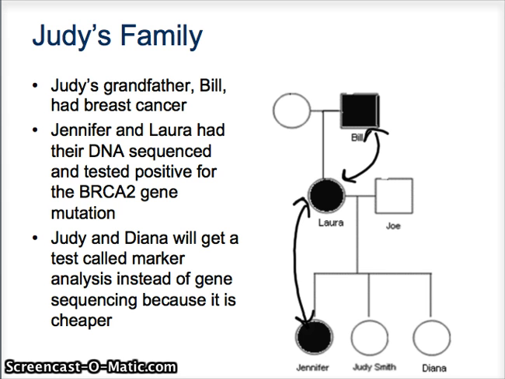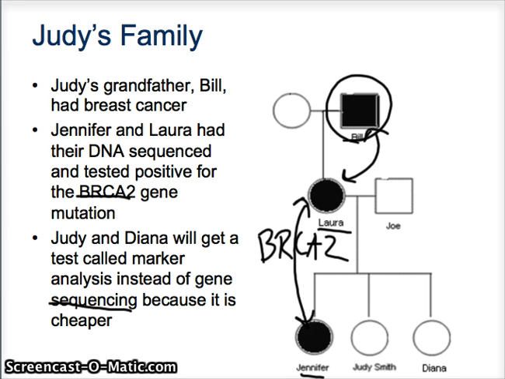He suspects it's BRCA2 because, remember on the last slide, Bill had breast cancer, and he's a guy, and BRCA2 is more common than BRCA1 in that case, and there's no ovarian cancer in the family. So he suggests BRCA2, and after doing a genetic analysis, all the way back from Unit 1, a gene sequencing, he finds that both Laura and Jennifer have the BRCA2 mutation.